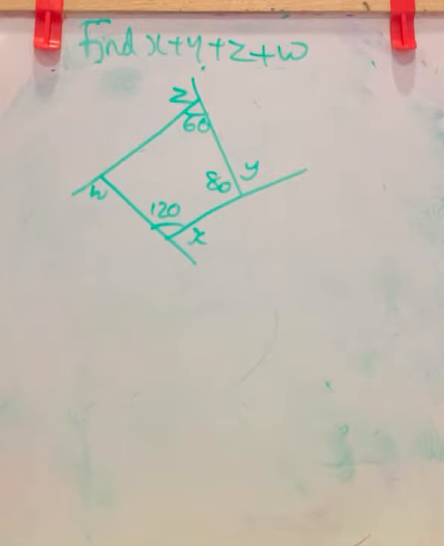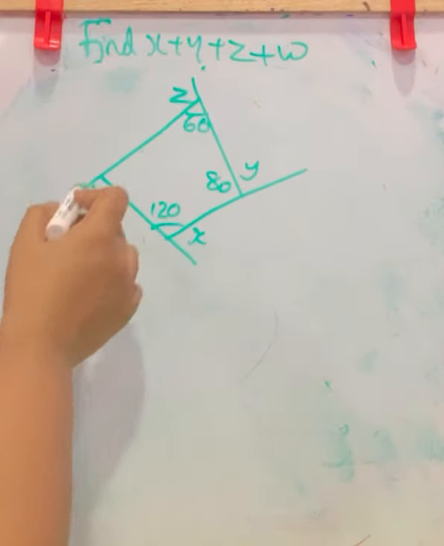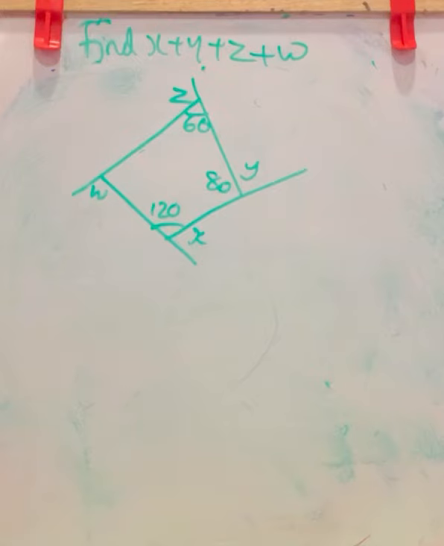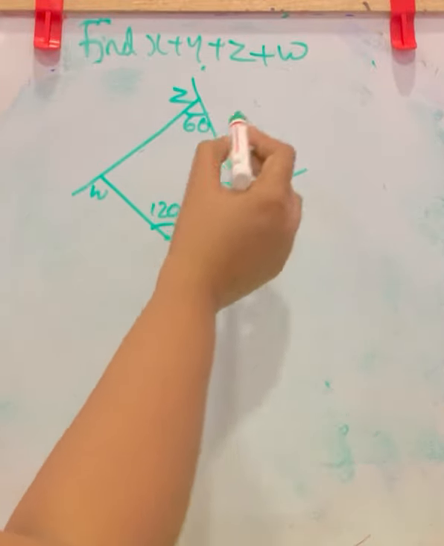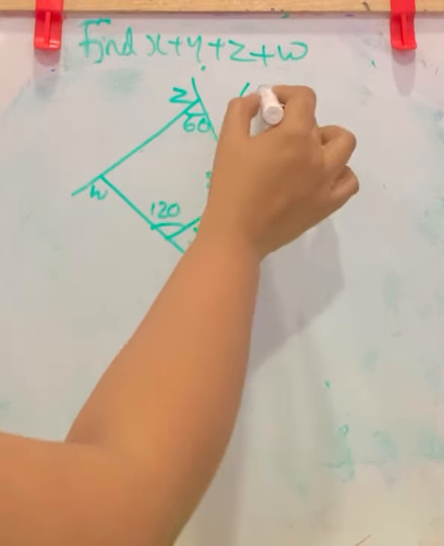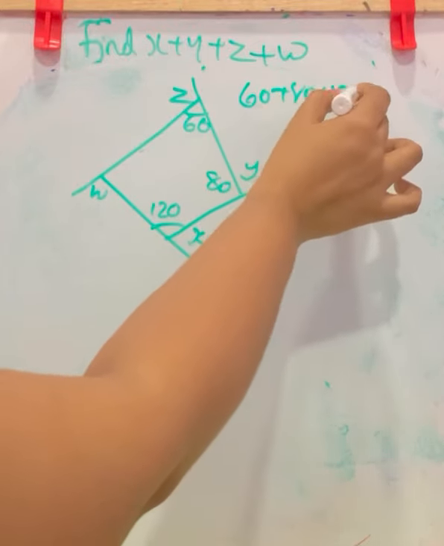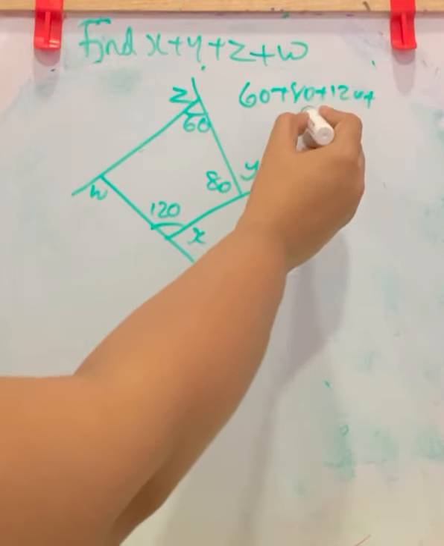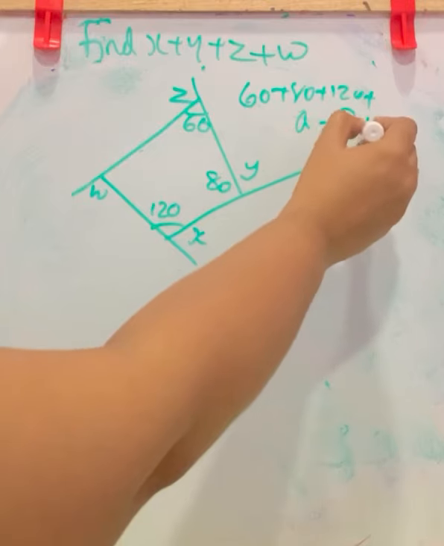This is the next figure. We have to find x plus y plus z plus w. All are in the exterior. So first we have to find the missing angle in the interior. This is a four-sided figure. That means it is a quadrilateral. So the angle sum of a quadrilateral is 360 degrees. So we have in the interior 60 plus 80 plus 120 plus one missing angle. Let it be A equal to 360.